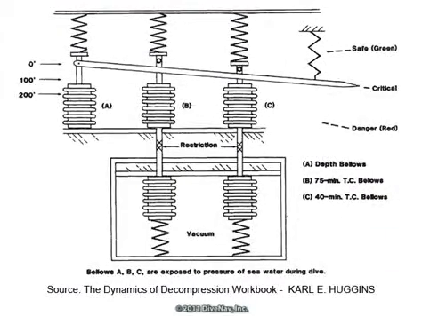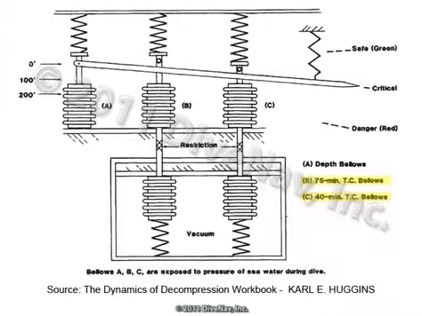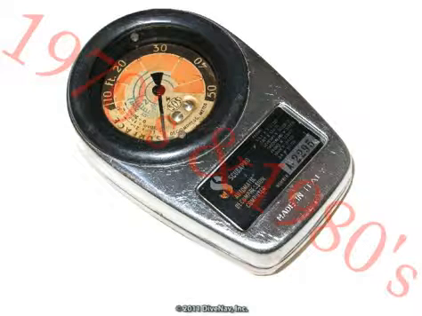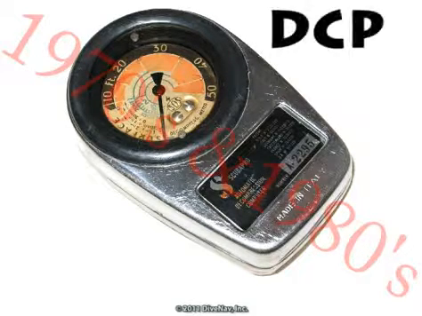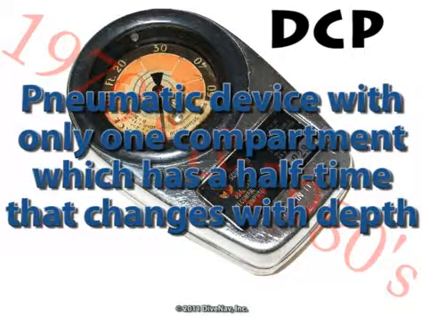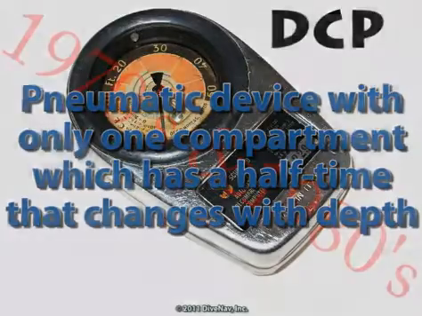The Mark I was a pneumatic dive computer with two compartments of 40 and 75-minute half times, simulated using bellows, springs, and porous resistors. The decompression device that was most used and well known in the 70s and 80s was the SOS Decompression Computer, or DCP, designed and manufactured in Italy. The DCP is a pneumatic device with only one compartment, which has a half-time that changes with depth.